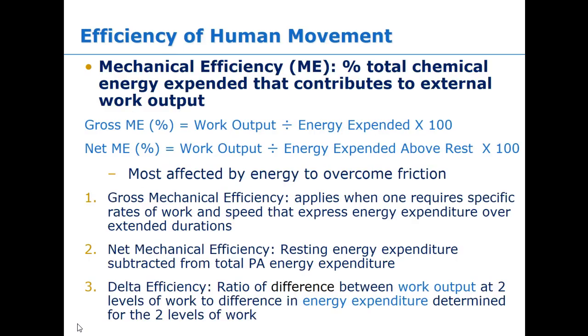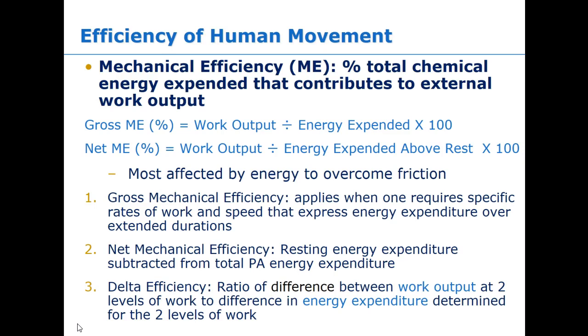So talking about efficiency of human movement, we need to address mechanical efficiency. This is described as the percent of total chemical energy expended that contributes to your external work output. There are two ways that we measure this: we measure the gross versus the net. And this is most affected by energy to overcome friction.